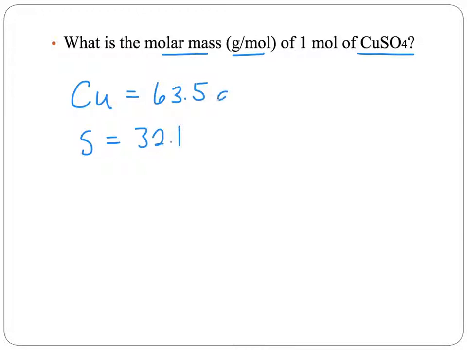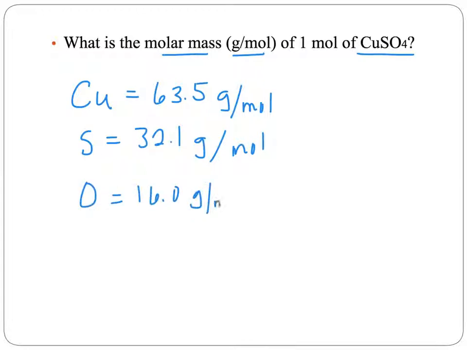Of course, these as gram measurements are giving us grams per mole, not thinking about AMUs, but thinking about them as grams per mole. And then oxygen is 16.0 grams per mole, and we have 4 oxygens in every molecule. So you have to pay attention to what the subscripts are in these formulas so that you are able to multiply your individual elements' molar mass by whatever appropriate subscript you have.